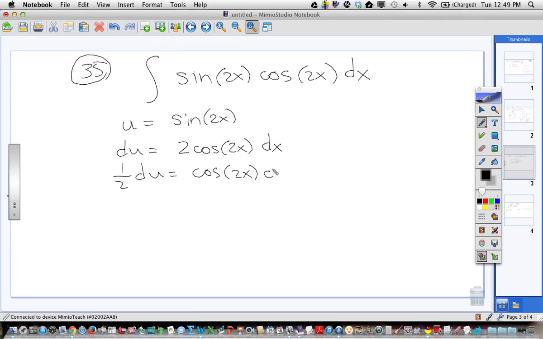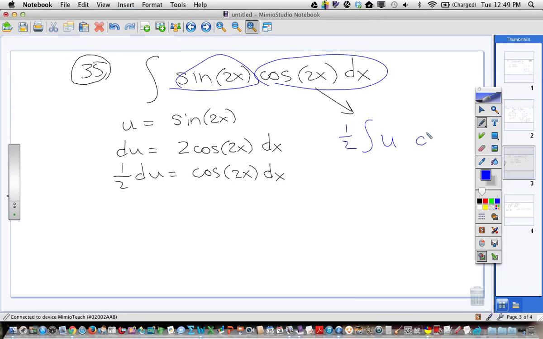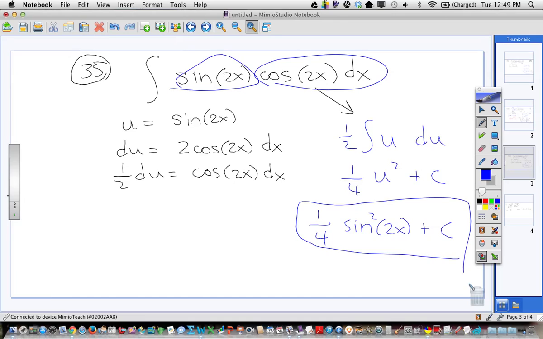And we got that. So the integral, when I substitute, this is just u, and this cosine 2x dx is just 1/2 du. So the whole thing just turns into that. So now we're going to raise that up to a 2 and divide by 2. We're going to get 1/4 u squared plus c. So we get 1/4 sine 2x squared plus c. Right?